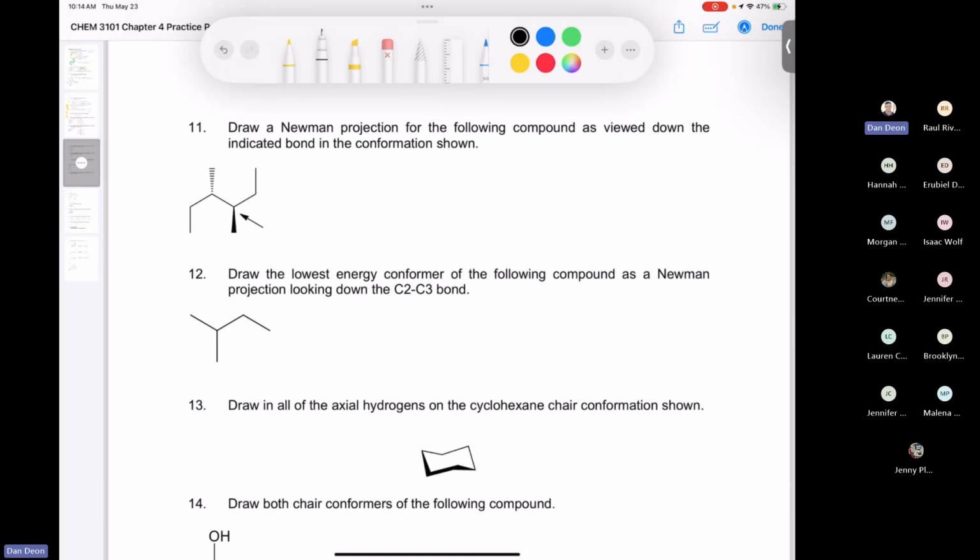Draw a Newman projection for the following compound. So again, imagine our viewer is looking like this. So we have our carbon in the back. We have our carbon in the front. So going straight up, there's an ethyl group. I'll just draw it. It's a bond line structure. There's going to be a methyl group coming down here. And there's going to be a hydrogen, which is not shown in the structure.